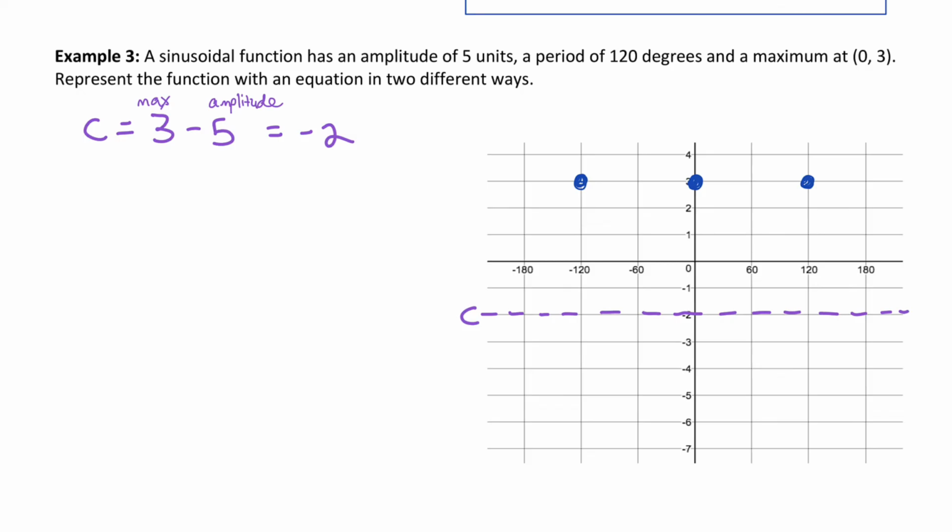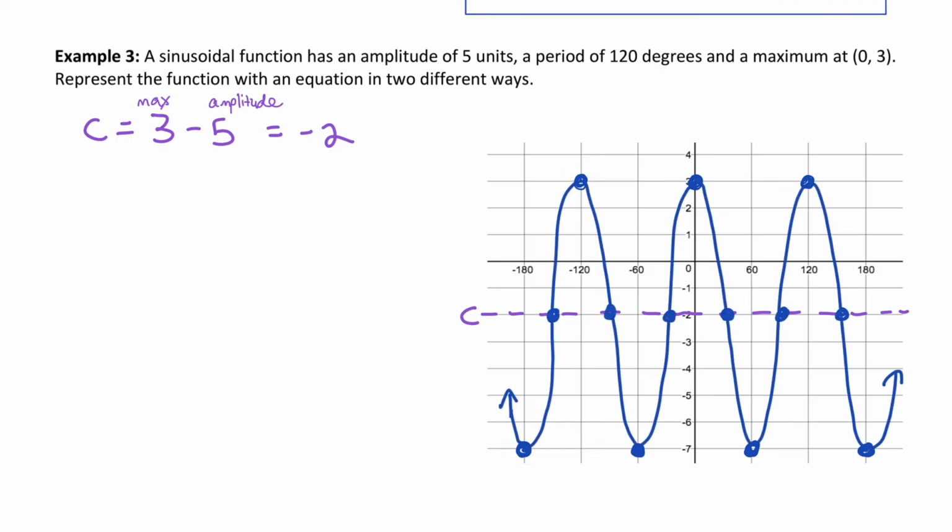And because amplitude is half the distance between max and min, that would mean if I go 5 units below the midline, that'll bring me to the minimum point. So there'll be a minimum point at a y value of negative 7. And the min is going to happen horizontally halfway between the max values. So it'll happen at x values of negative 60 and 60, and any increment of 120 degrees to the left or right of those. And then I'm going to plot points on the midline of the function as well. The function is going to hit the midline horizontally halfway between the min and max points. And then I'll connect. And now let's state the other three parameters.